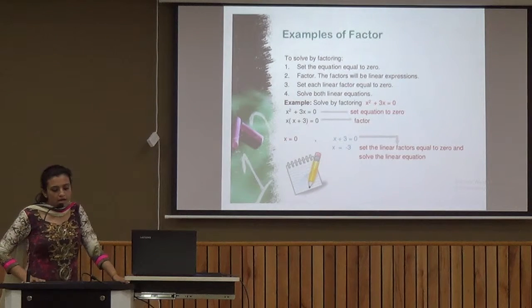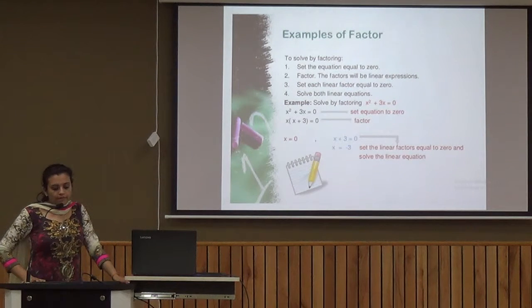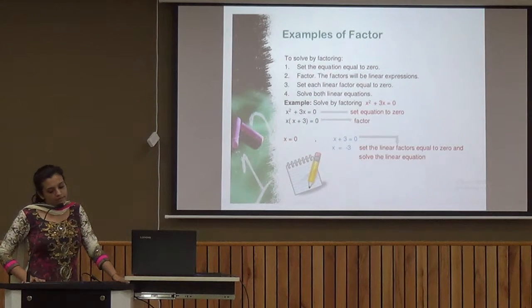Examples of factors. To solve by factoring, set the equation equal to 0. And what about factors? The factors will be linear expressions. Set each linear factor equal to 0. Solve both linear equations. See, x squared plus 3x plus 0. Take out x as common. So you get x into x plus 3 equal to 0.